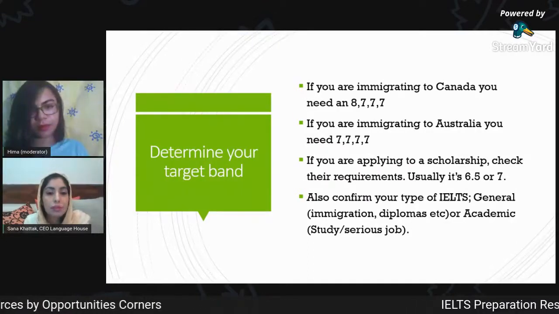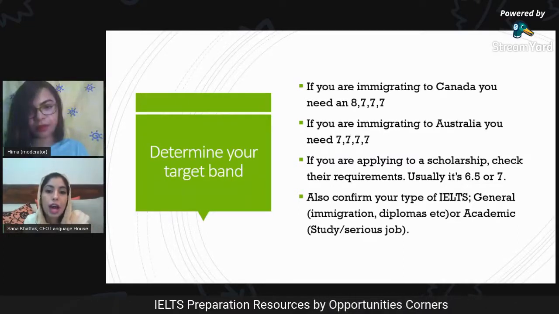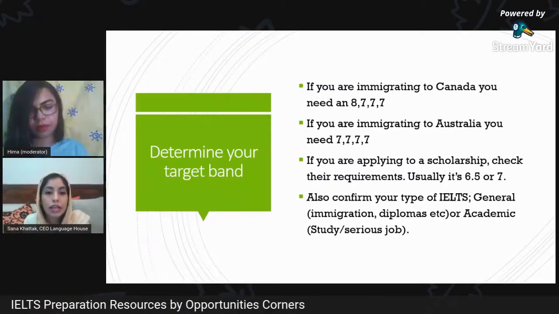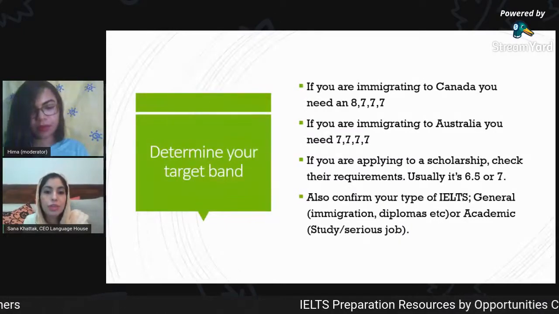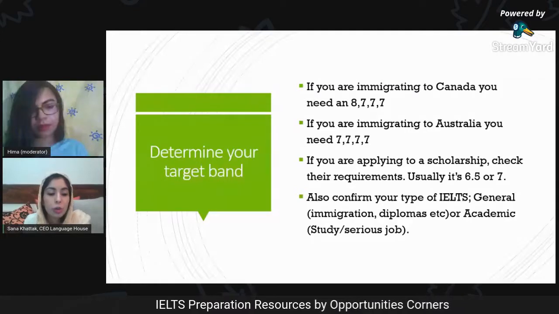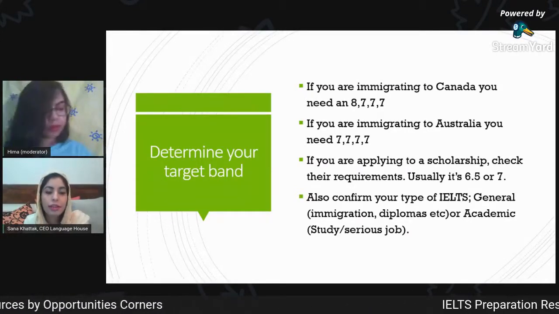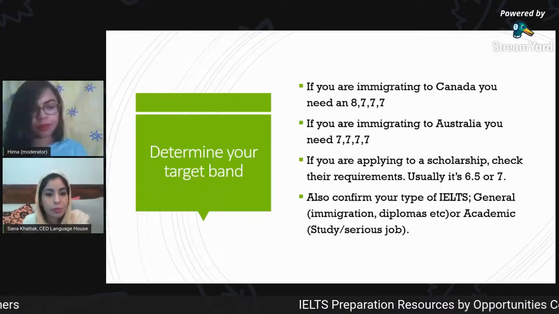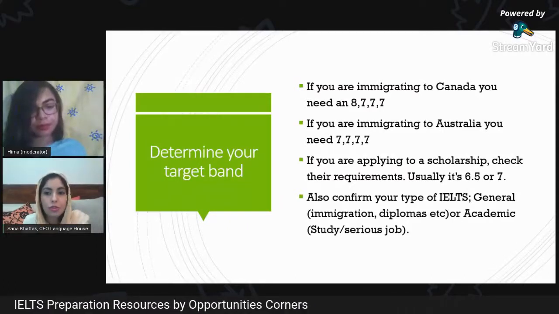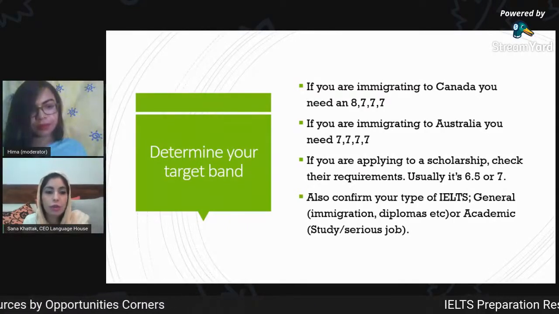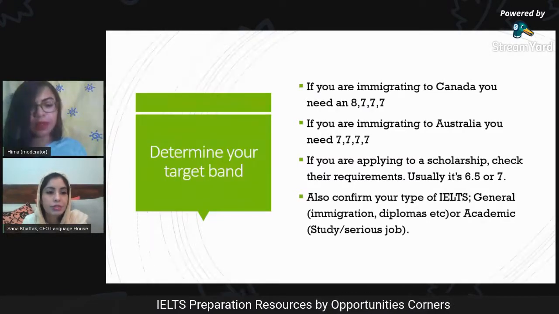Also, confirm what type of IELTS you need to take. For immigration, you need to take IELTS General, and for academic purposes, jobs or study visas, you need to have IELTS Academic. So after this, move on to any resources or anything that you would like to do. But you have to do this much on your own. You have to evaluate yourself and then start looking for different resources for your preparation.